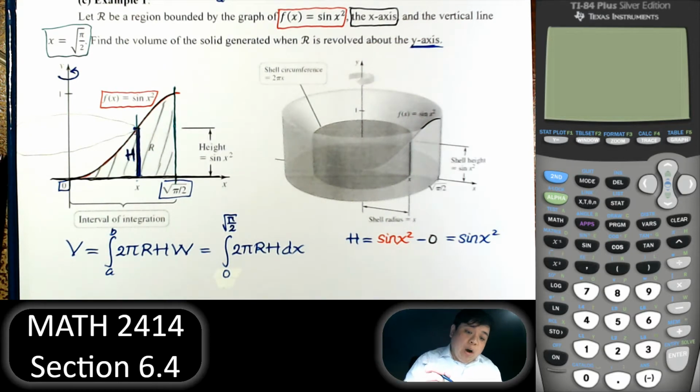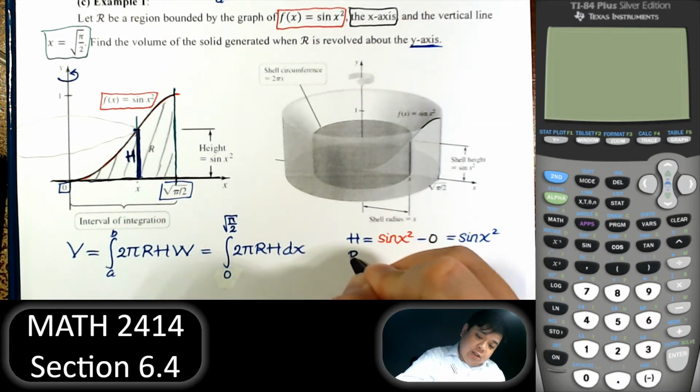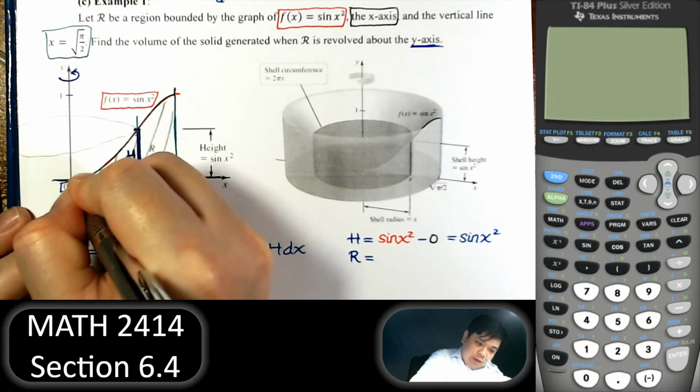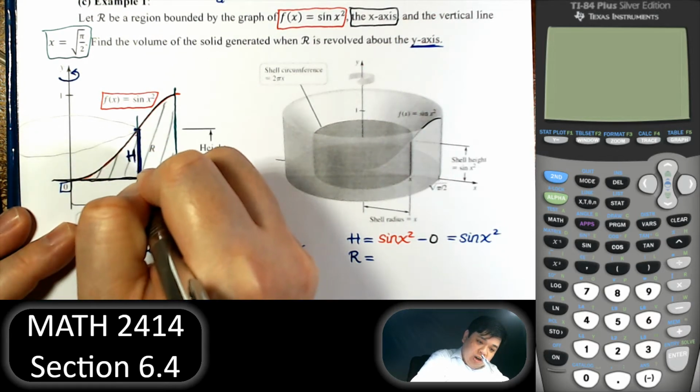Now, what will be the radius? So the radius is from the axis of rotation to wherever the point is. So if we talk about the radius, it is going to be this, from the axis of rotation to whatever this is.